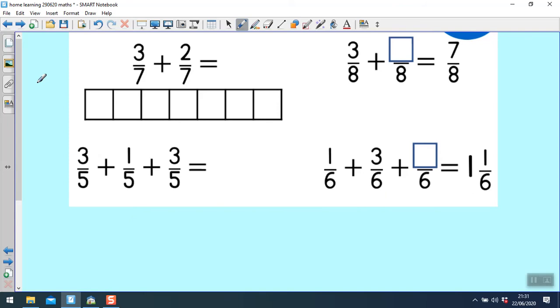3/7 plus 2/7. 3/8 plus something over 8 equals 7/8. 3/5 add 1/5 add 3/5. And 1/6 plus 3/6 plus something over 6 equals 1 1/6. Pause the video while you answer these 4 questions.